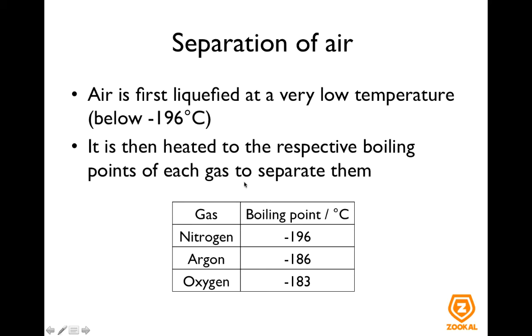And then you will just heat them to the respective boiling points of the gases to separate them by fractional distillation. So you'll start by raising it to about negative 196, where you'll be able to get nitrogen. You raise it further to negative 186, you'll get argon. And then you raise it even further to negative 183 and you'll get oxygen.